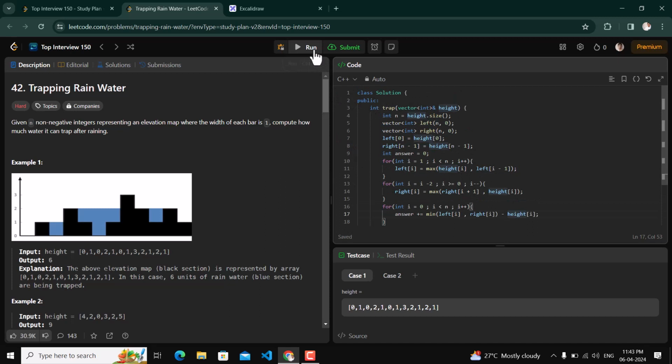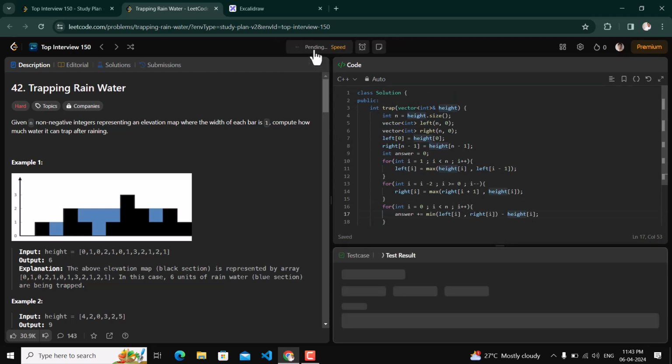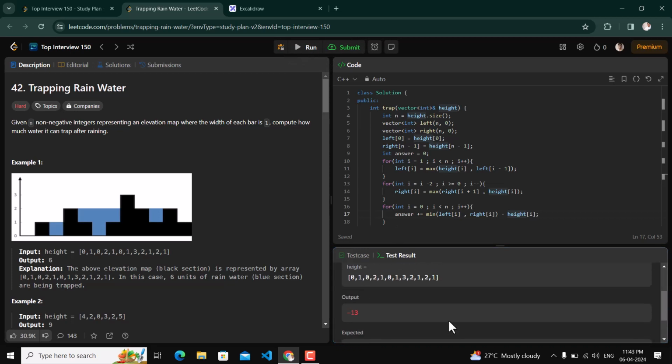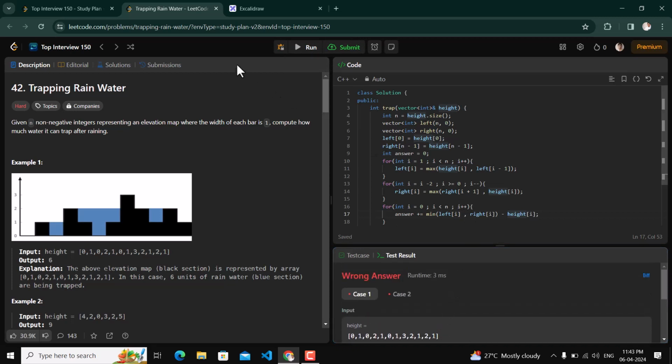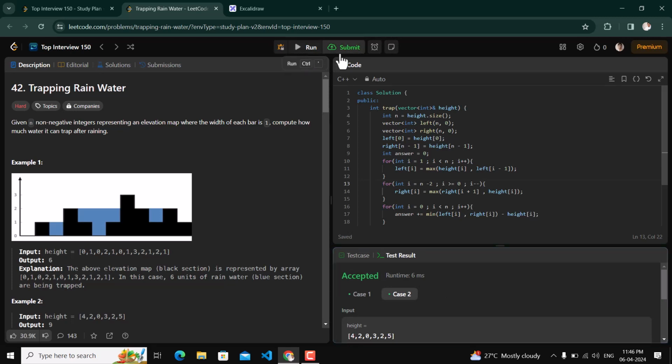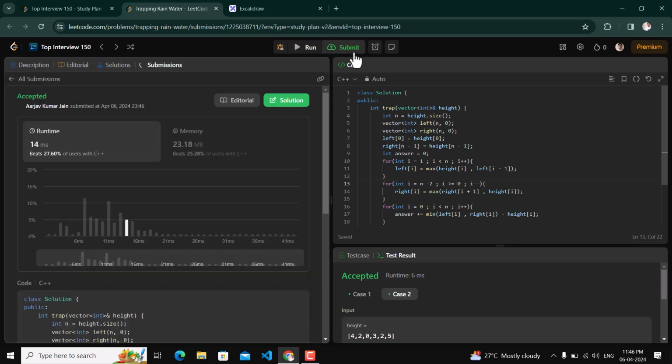First we will run this code, to see whether it is accepted or wrong answer. Minus 30. Okay, so we have made a mistake here. It is not i minus 2, it is n minus 2. Now we will run this code. Yes, it is accepted. Now we will submit. Yes, it is submitted successfully.